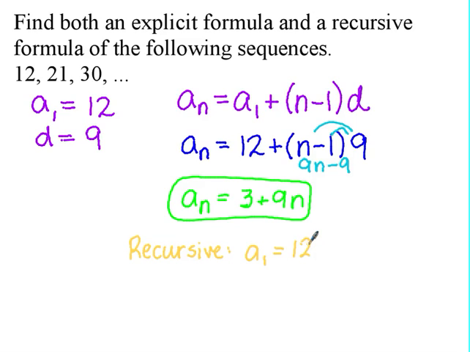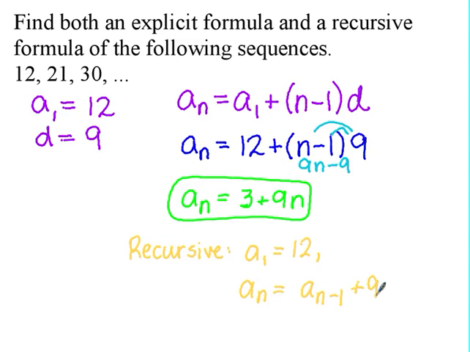Okay? Now, the second part, I'm going to have a sub n equals a sub n minus 1. So really, what am I doing every time? Adding 9, right? You're adding 9 every time. So I'm taking the previous term here, and I'm adding 9. There you go. That's it.